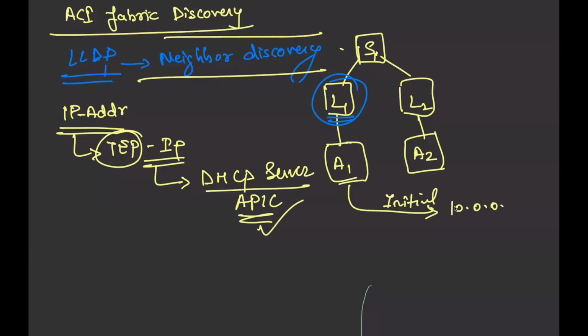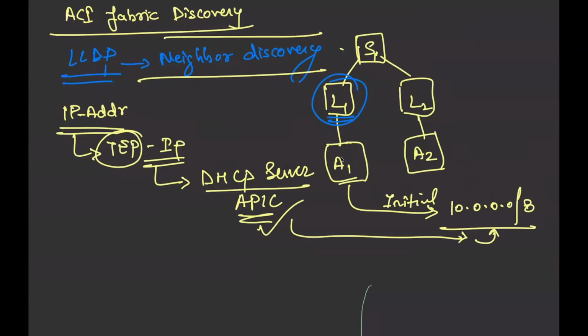For example, I give this range, 10.0.0.8. Then my DHCP is going to start giving the IPs from this range. So this range we're going to specify. Multicast range also we're going to specify. I'm going to tell you later on why we need a multicast range and all that stuff.